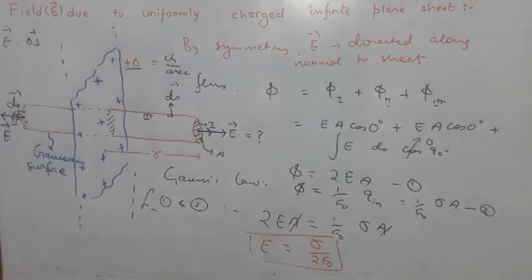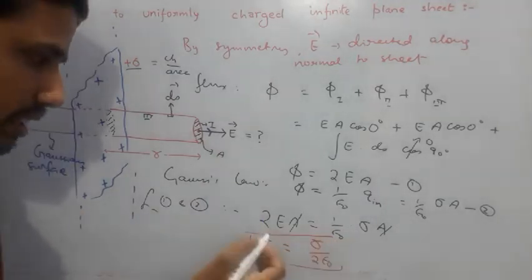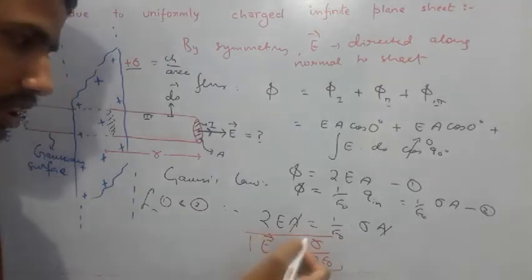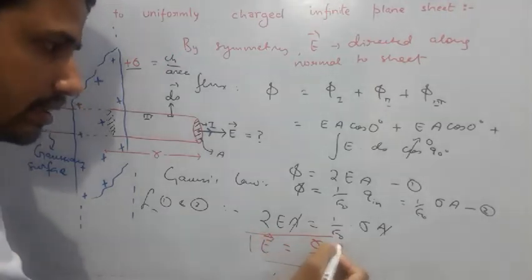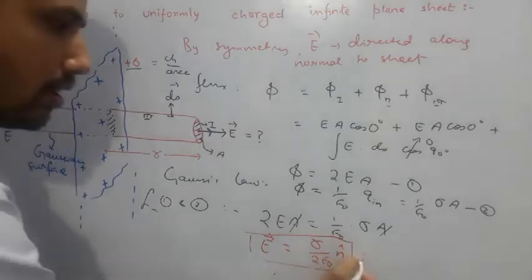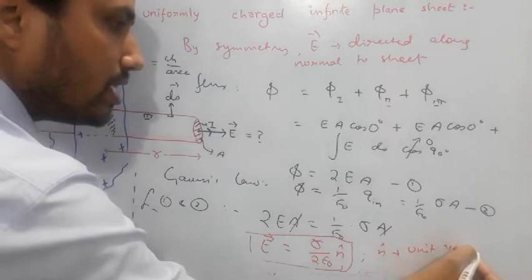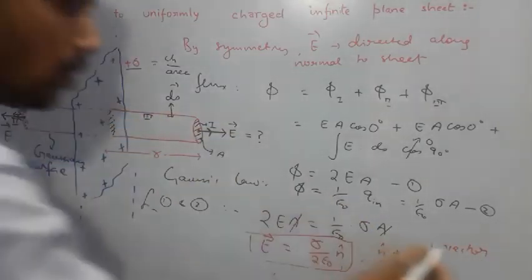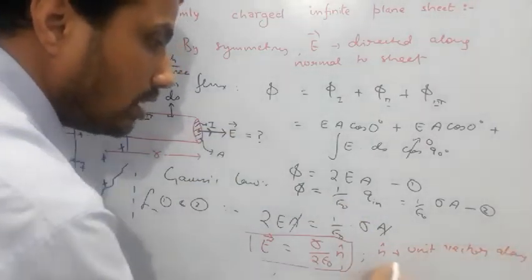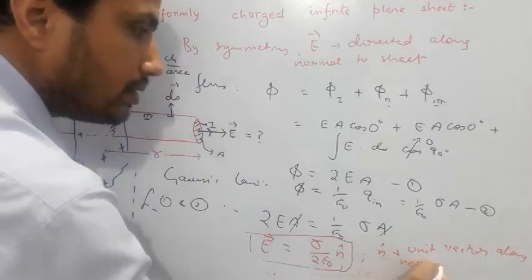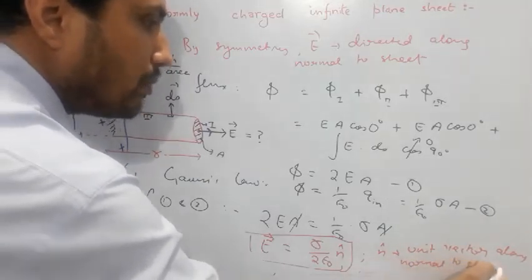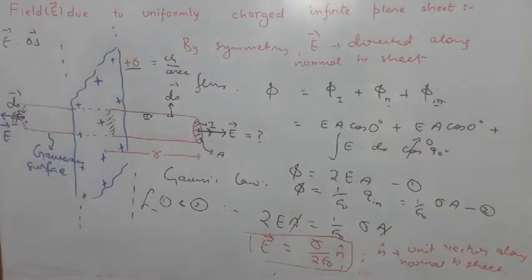And if we wish to write it in vector form, then we should write E vector is equal to, this is the magnitude and this is the direction, n cap. Where what is n cap? n cap is a unit vector, and where is it directed? It is directed along the normal to the plane sheet of charge. Now this normal will be directed away if it is positively charged, and towards the sheet if it is negatively charged.